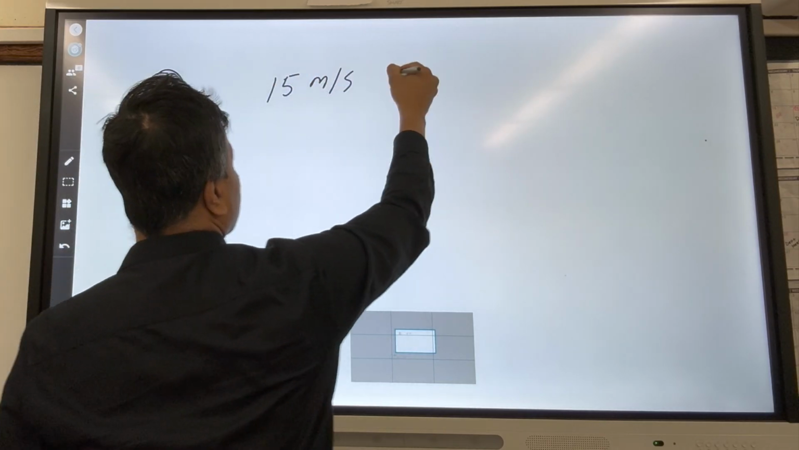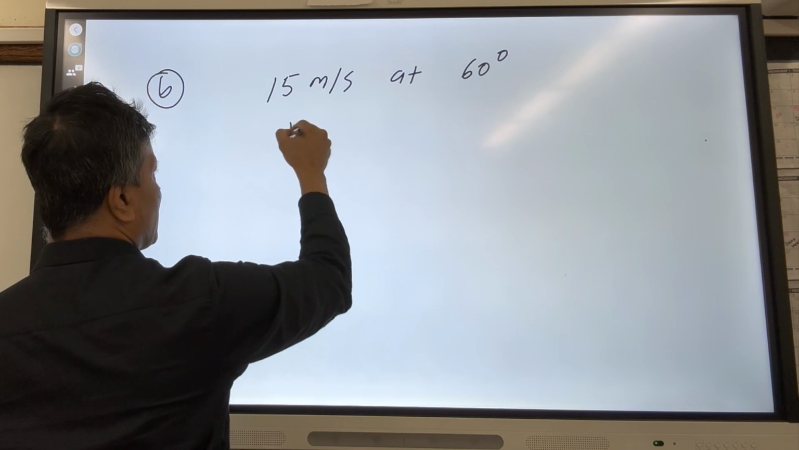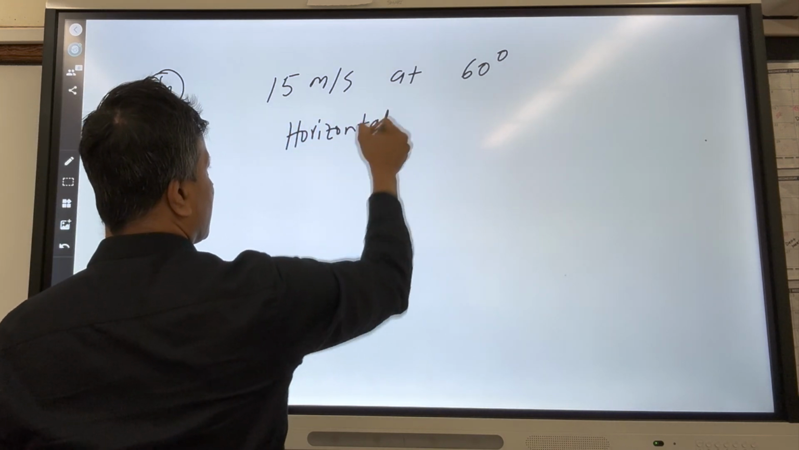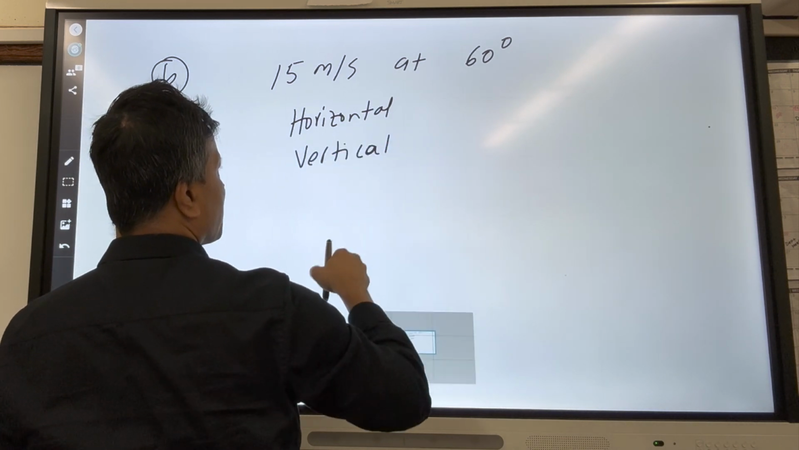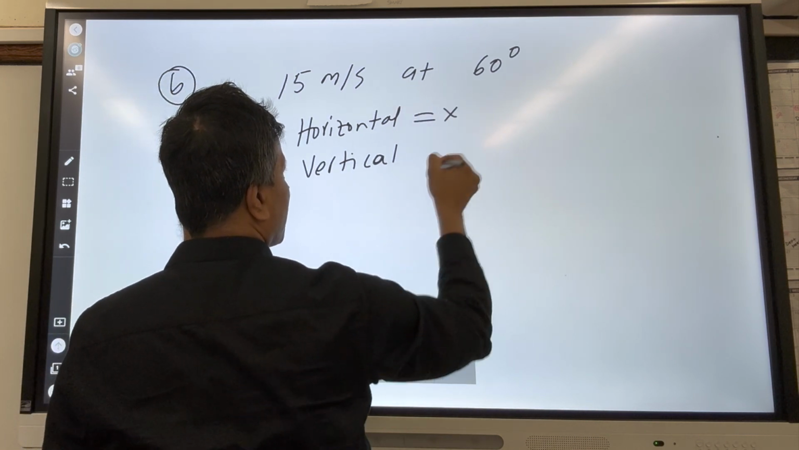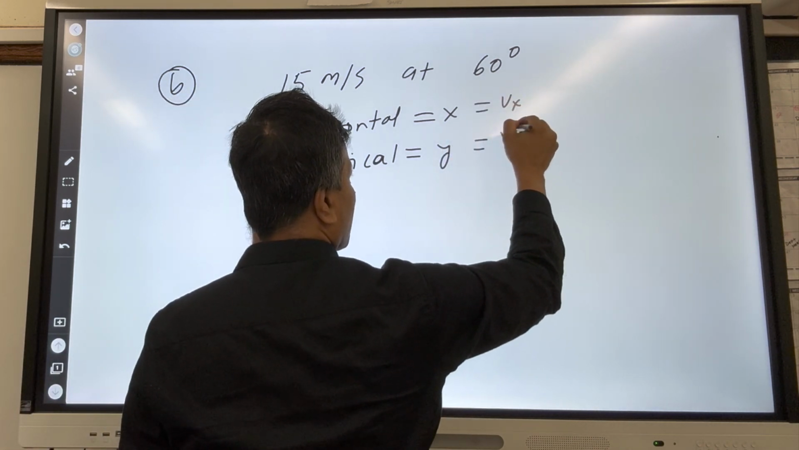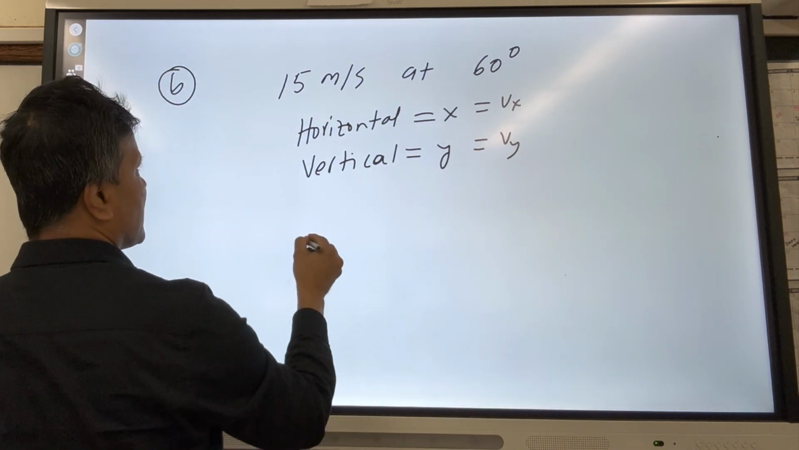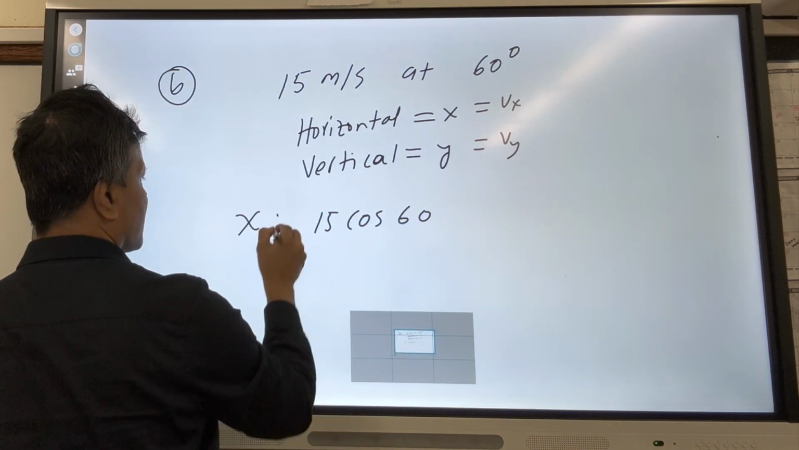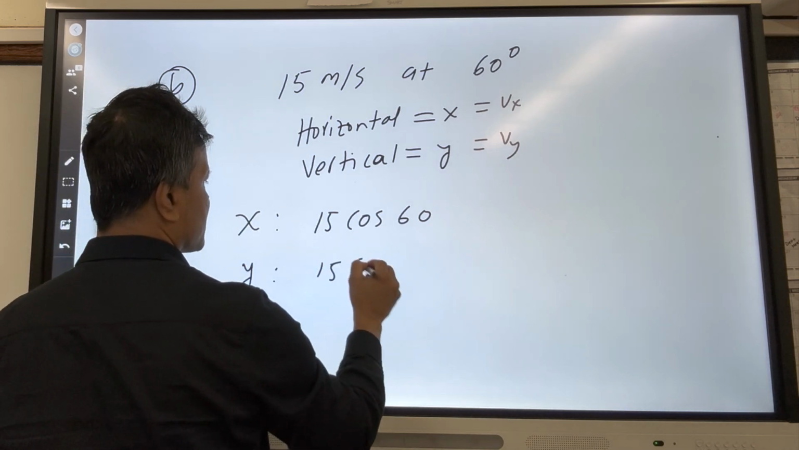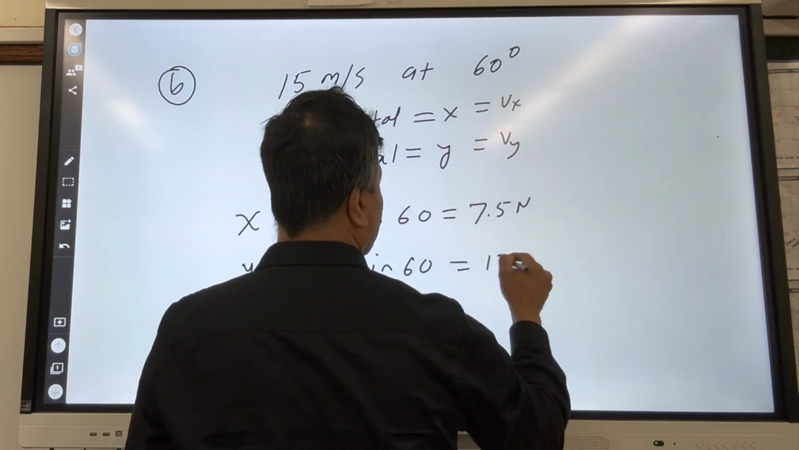Next, 15 meter per second, at 60 degrees. I want to find the horizontal and vertical components. Horizontal component has a name x. Vertical component also has a name y, right? Sometimes we call vx, sometimes we call vy. It doesn't matter what you call. So you're going to write 15 cosine 60. This is the horizontal one, and this is the vertical one, 15 sine 60. 15 cosine 60 is 7.5, and 15 sine 60 is 13.